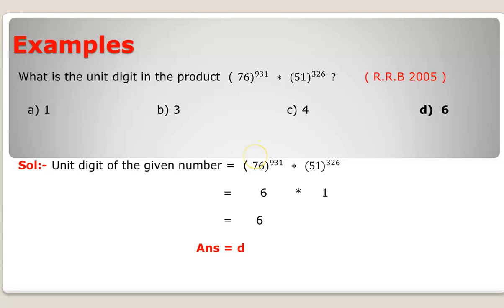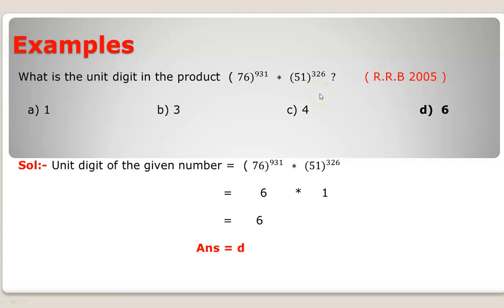For example, for any number in which the unit digit is 0, 1, 5 and 6. So observe this example. In this number, the base is 6. The unit digit of the base is 6. In this number, the unit digit of the base is 1. So by using this note, calculate the unit digit of this product.